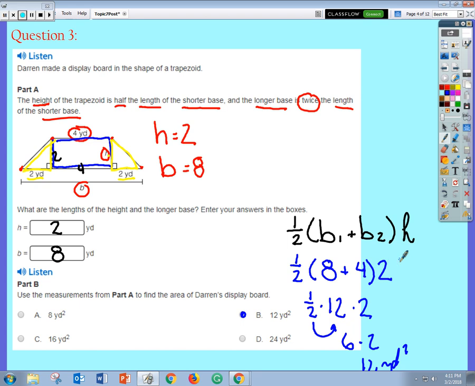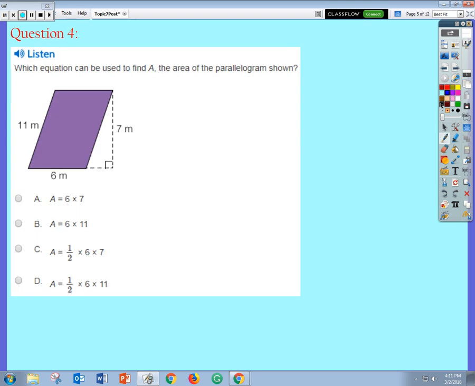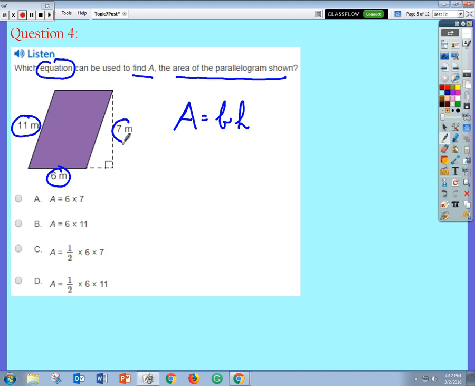Okay? I'm actually going to do one more question because I've been doing a lot of talking. I want you to digest this stuff. Let me do question 4, and then I'll move on next week to make a video for 5 through the rest of it. Which equation can be used to find A, the area of the parallelogram? Remember, parallelogram is base times height. We have three numbers. We have 11 meters, 6 meters, and 7 meters.